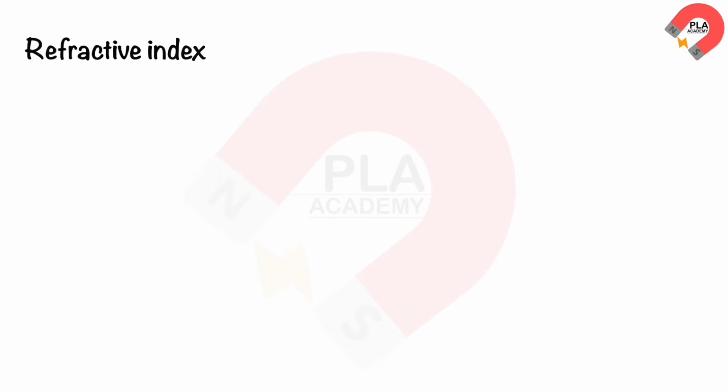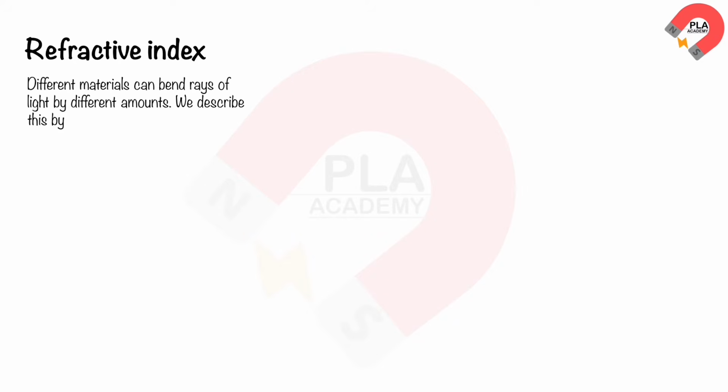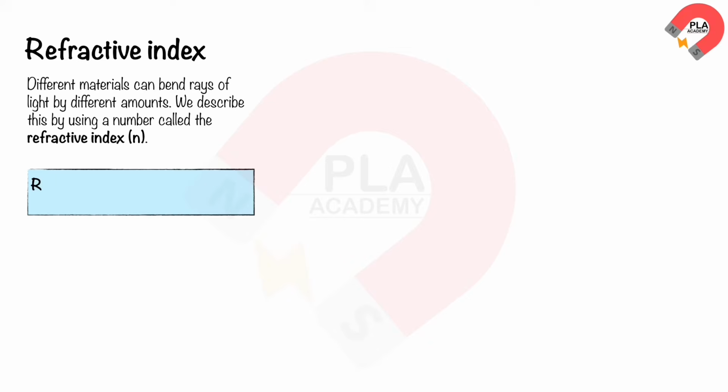Refractive index. Different materials can bend rays of light by different amounts. We describe this by using a number called the refractive index, n. The refractive index, n, of a material, medium, is the ratio of sin i and sin r. We can use the equation below to calculate the refractive index of a material.